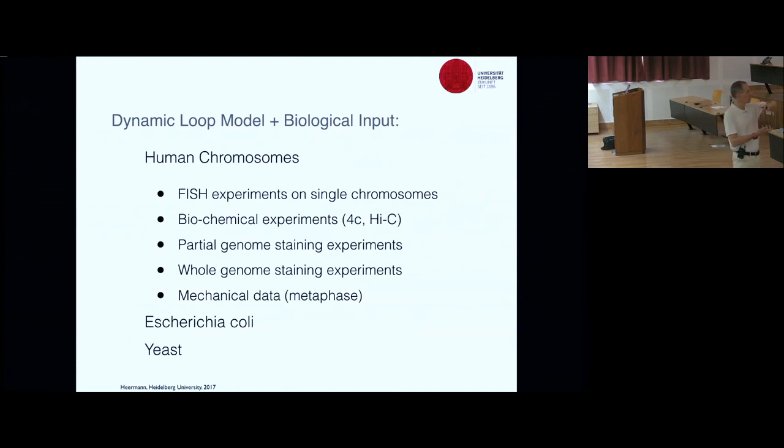So the partial ones was sort of the unentangling internally, and the whole genome is essentially the disentangling of entire chromosomes. We can explain the mechanical data, and we have also shown that for E. coli, the same model holds, as well as for yeast. So we have, I think, at least an idea of what is happening there, what are the guiding principles behind the organization of your genome. And with this, I'd like to thank you for your attention.